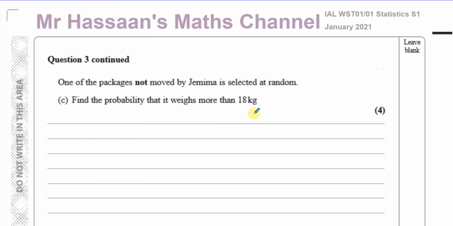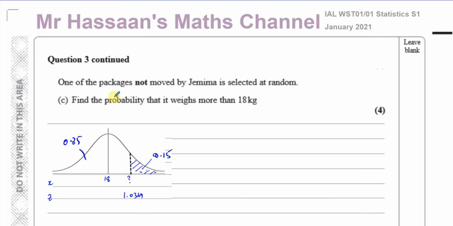One of the packages not moved by Jemima is selected at random. Okay, so now let me just get the curve back here. Okay, so one of the packages not moved by Jemima is selected at random. Find the probability it weighs more than 18 kilograms. So the ones that are not moved by Jemima are the ones that are in this category here, which are less than this weight here. So this is the category of the ones that are not moved by Jemima. All of these. So we want to find the probability that it weighs more than 18 kilograms.